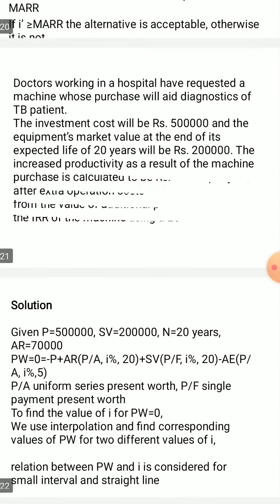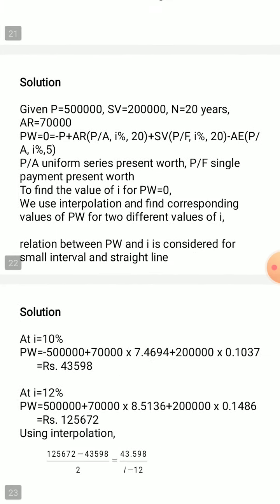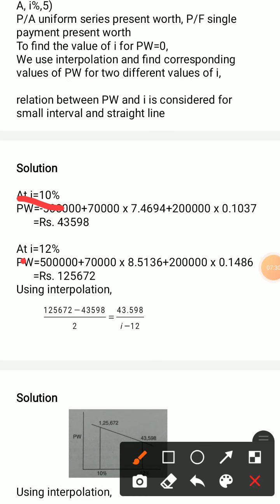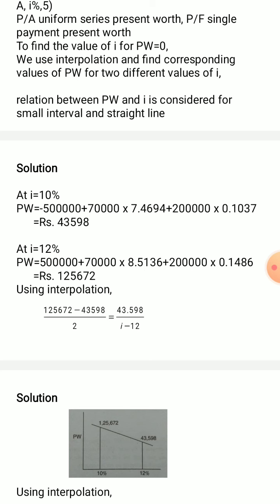So in the last numerical, one example is given. We discussed this example in the last video. Let us quickly go through this example, and then we move toward the next examples. In this example, we found the present worth at 10% and the present worth at 12%. For 10% the present worth value comes as 43,598, and for 12% this value comes as 1,25,672 rupees. So we get two values.